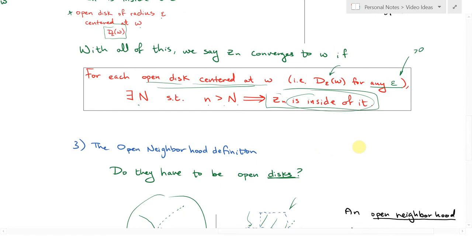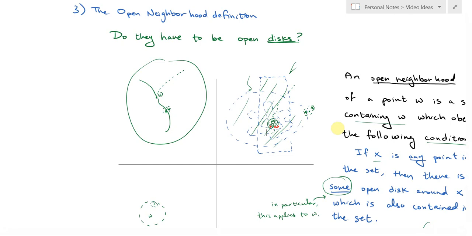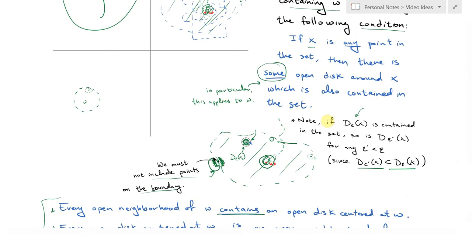And because open disks are, in particular, open sets, if you've satisfied definition 2, then you can always fit some open disk around W and so on. You can easily see, therefore, I'll leave it as an exercise, that definitions 2 and 3 are equivalent to one another. And I've already hinted at why definitions 1 and 2 are equivalent.